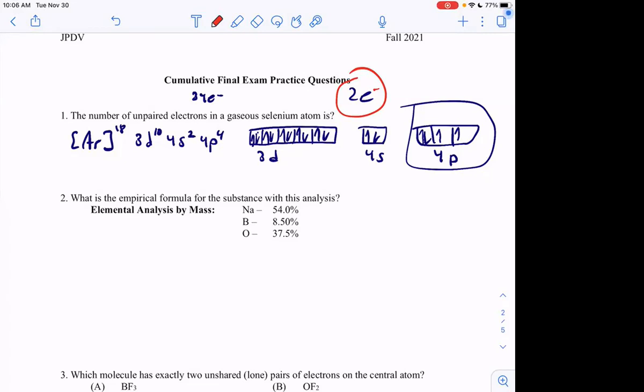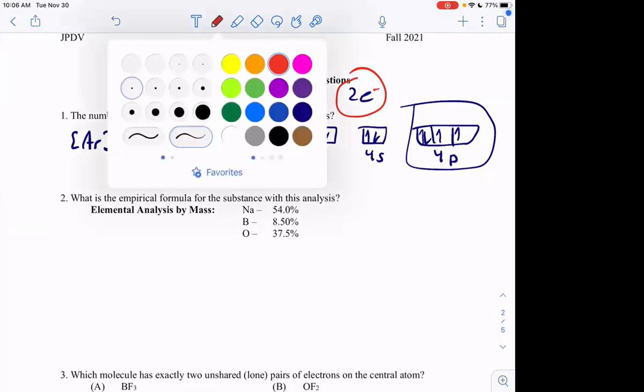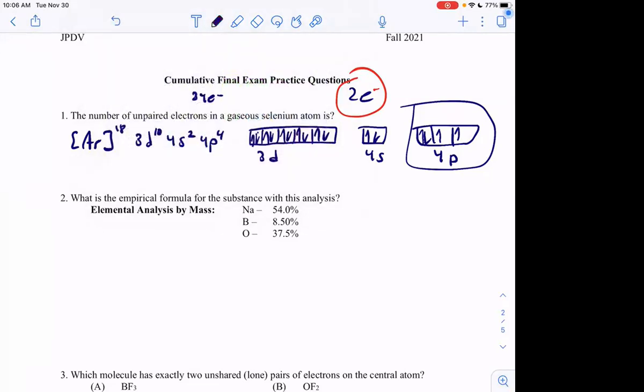Okay, for the second one now. Empirical formula. Someone tell me my jingle. That's close, right? What's the first step? Percent to mass, mass to moles, divide by smallest, multiply to whole. Right? Percent to mass to moles, divide by smallest, multiply to whole.